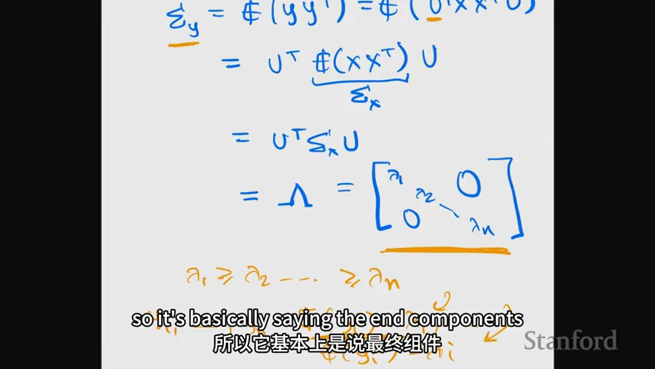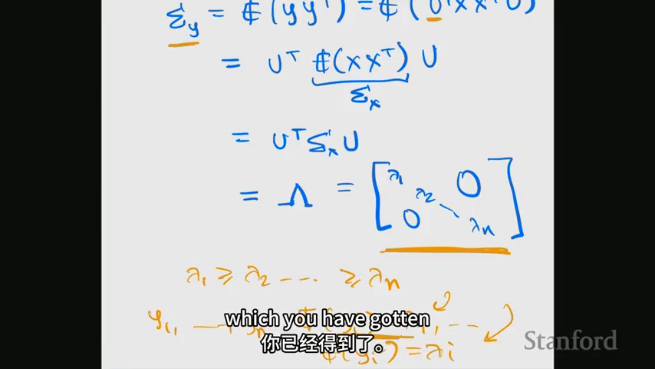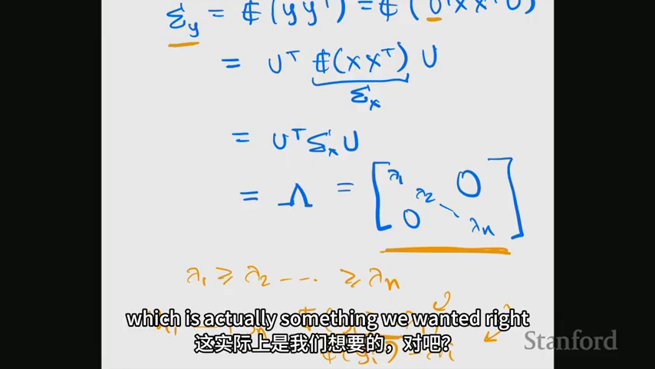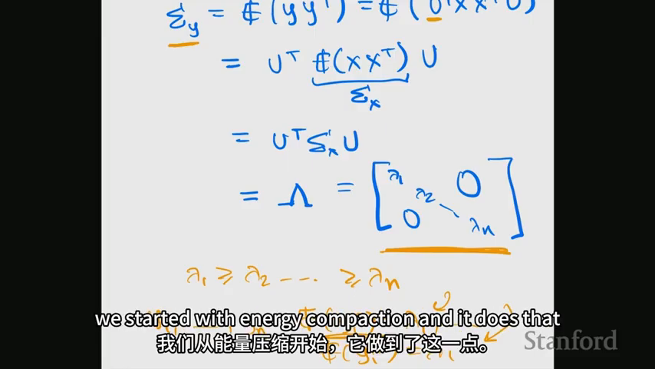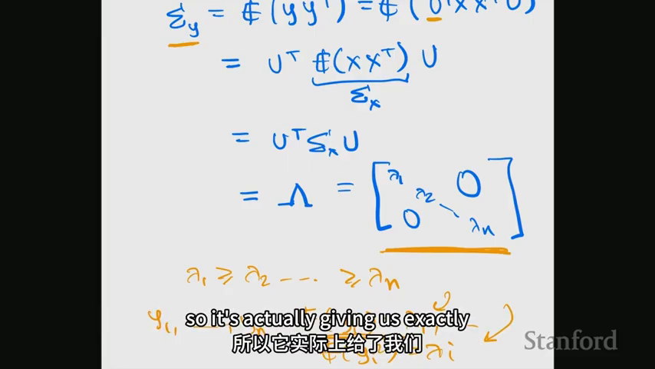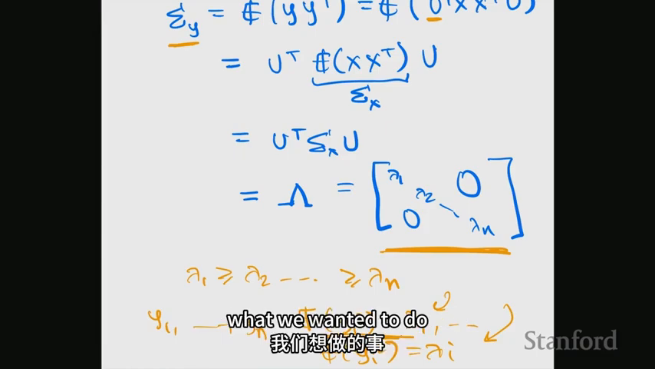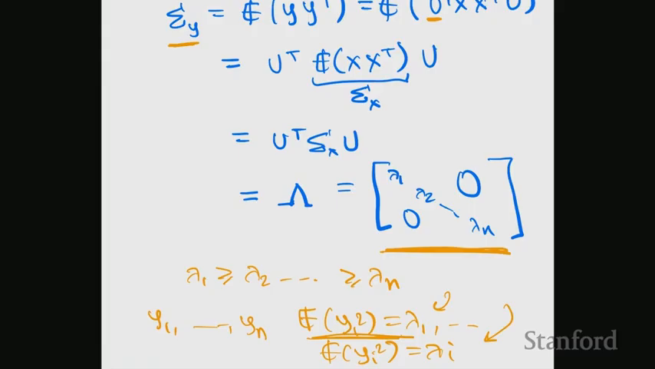So it's basically saying the n components which you have gotten are like the most spread out they could have been in terms of sigma, which is actually something we wanted, right? We started with energy compaction and it does that. So it's actually giving us exactly what we wanted to do.